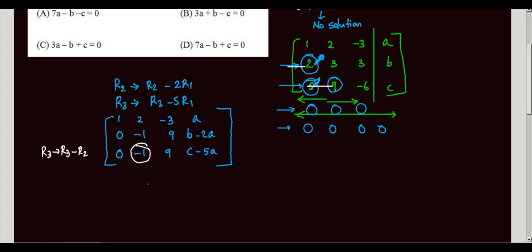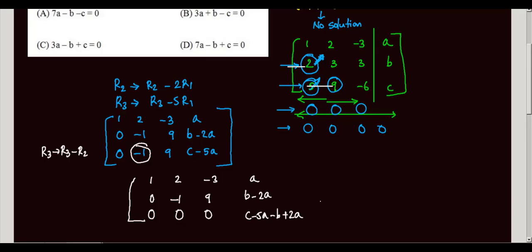Okay, so now 1 2 minus 3 a; 0 minus 1 9 b minus 2a; and 0, minus 1 plus 1 = 0, 9 minus 9 = 0, c minus 5a minus b plus 2a. So this is the condition. So now the rank of the matrix A is 2.